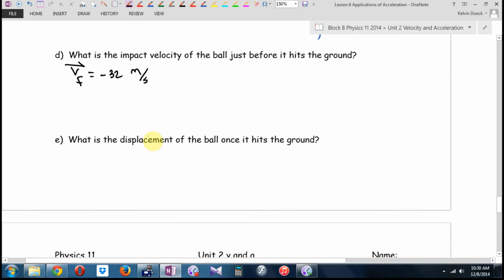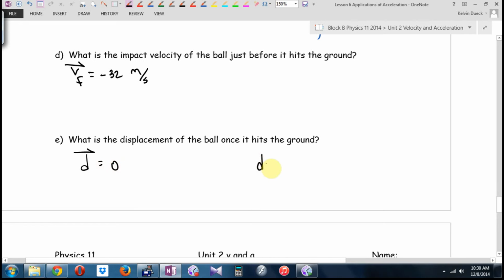E. What's the displacement of the ball once it hits the ground? This is a trick question, so easy that it's tough. Remember, displacement is your change in position. How high was the ball when we started? On the ground. How high is it when it finishes? On the ground. What's its displacement? 0. Yeah.